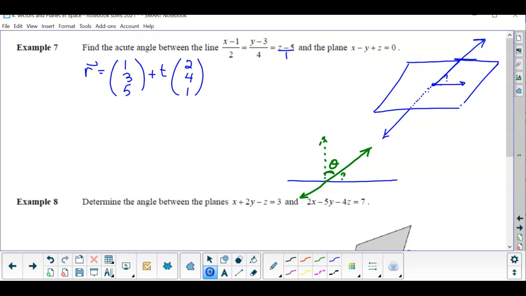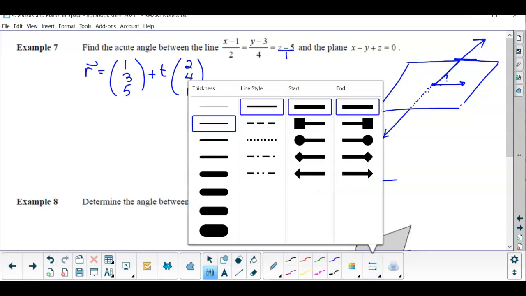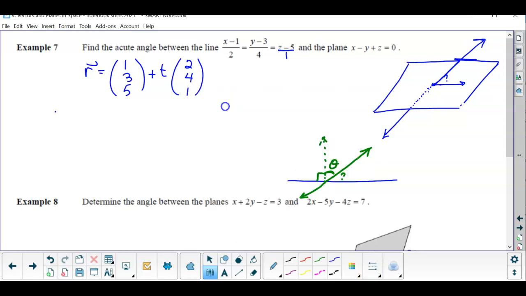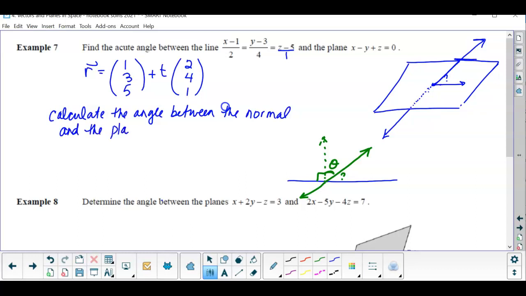Subtract from 90, right? Because the normal meets the plane at 90 degrees. So that's the fastest way, okay, is to calculate the angle between the normal and the line, and then subtract from 90. So calculate the angle between the normal and the plane.